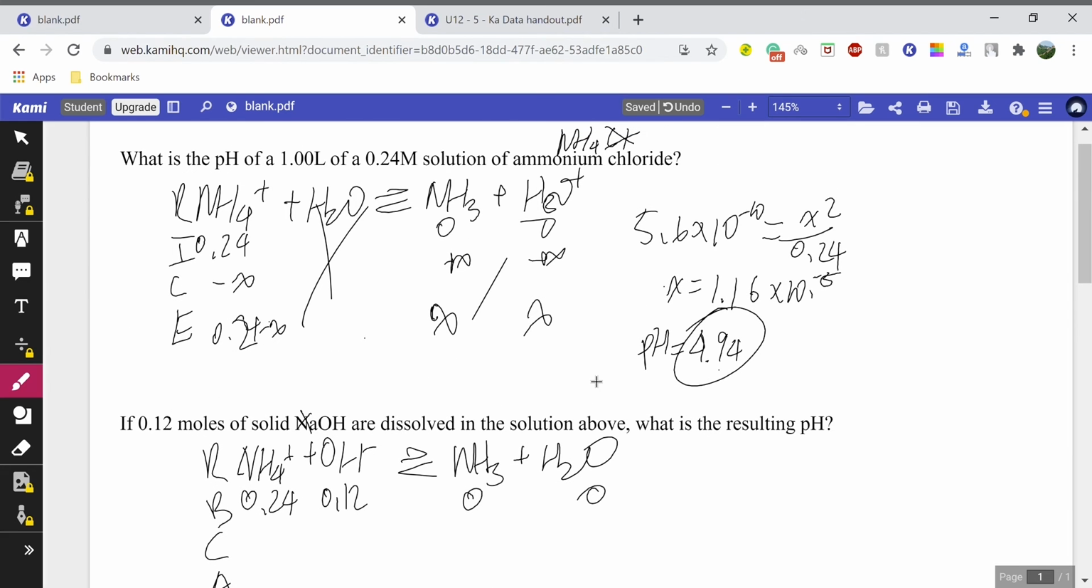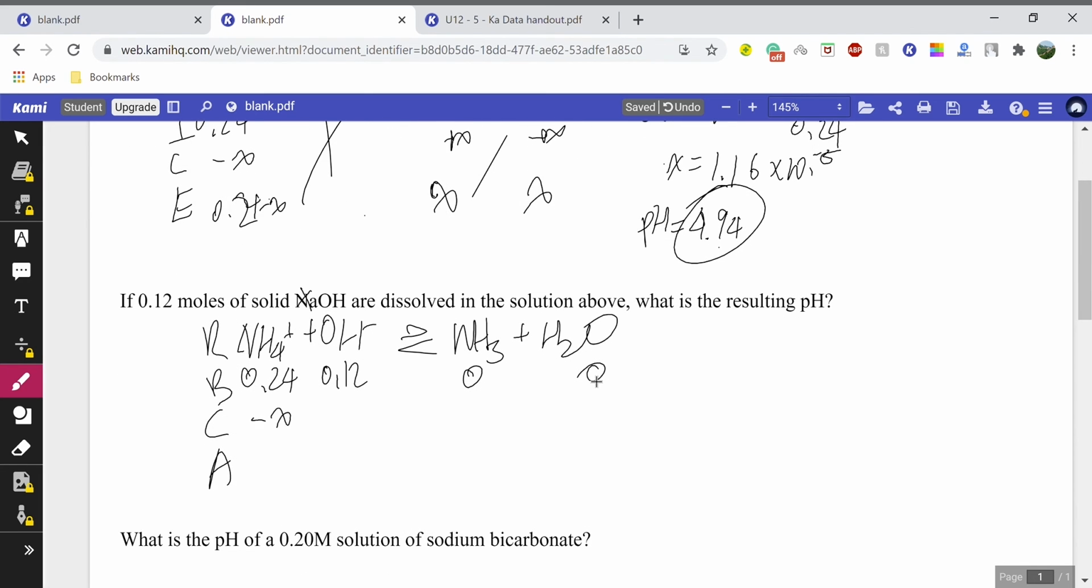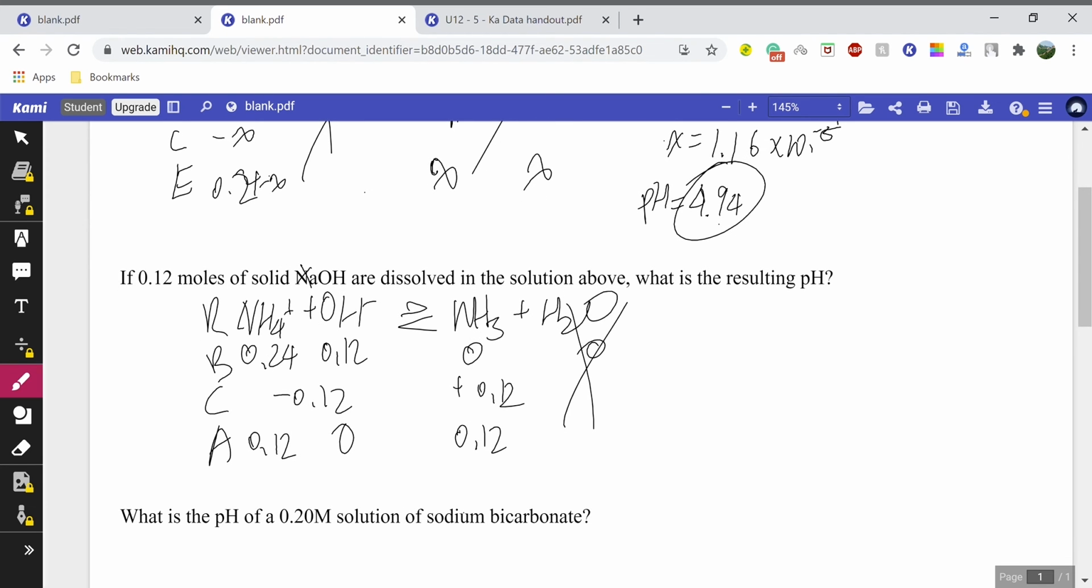Actually, this won't be 0. This will be x, which is 1.16 times 10 to the negative fifth. But because it's so small, we can ignore it. Oh wait, sorry, this is the RICE chart. So when you do this, it's going to be minus 0.12, this is going to be 0, and this is going to be plus 0.12, and let's cross this out. It's going to be 0.12. Right, now we have the RICE chart.